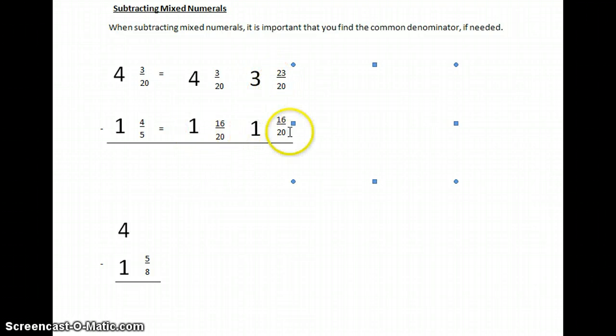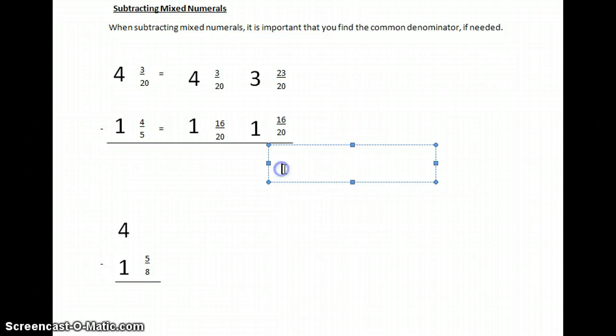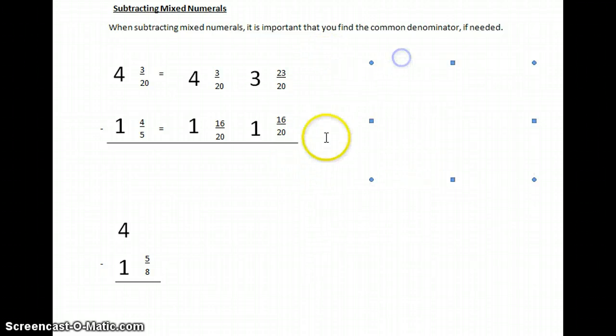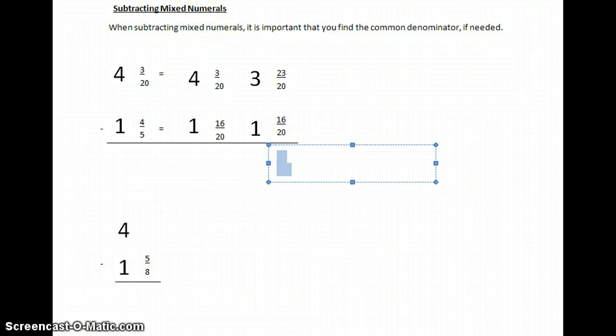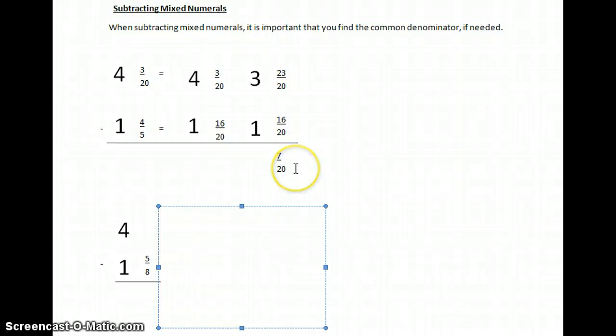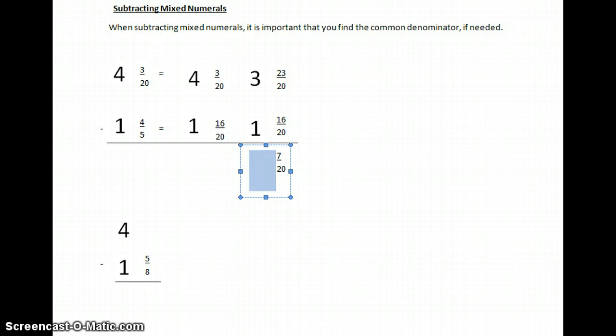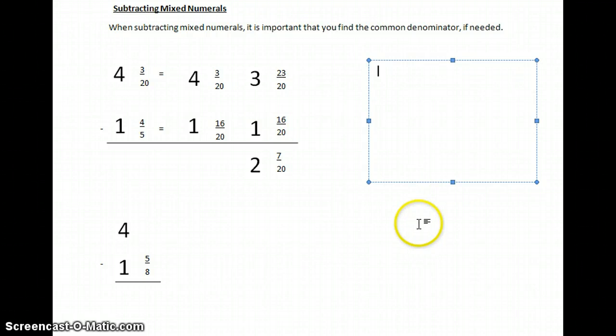Now, this fraction, just bring it across because you don't want to do the same thing. You want to just subtract. Now I'm going to subtract 23 minus 16. 23 minus 16 becomes 7/20, and then 3 minus 1 becomes 2. And I would simplify 7/20 if needed, but in this case, no, I don't need to, so my answer is 2 and 7/20.